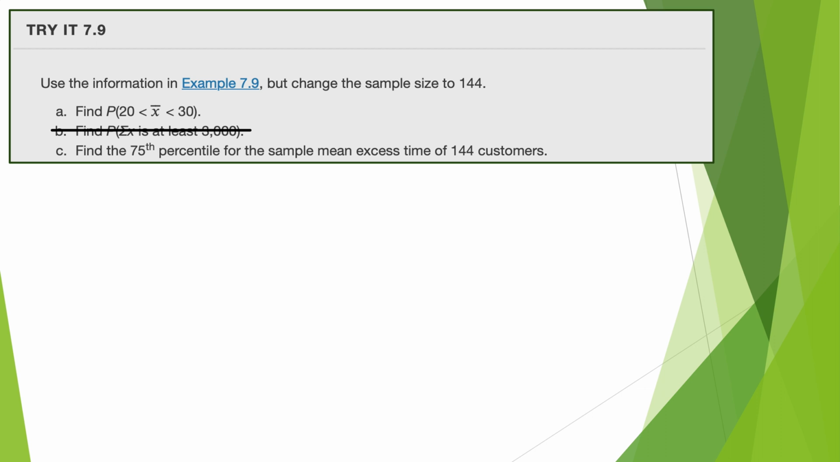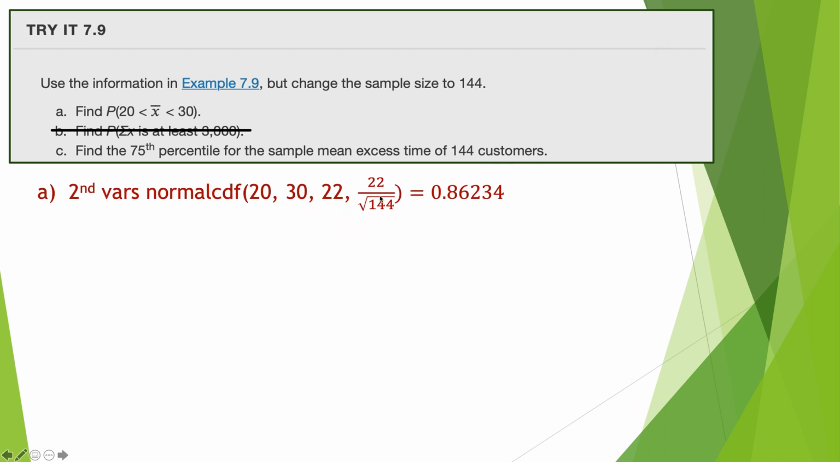Okay. So this time we're going to do second vars, normal CDF. The lower limit is 20. The higher limit is 30. The mean is still 22. And this time, because we changed the sample size, standard deviation is 22, but we're going to divide by the square root of 144. And again, that's how I like to input everything. I don't like to convert that to 12 and do 22 over 12.